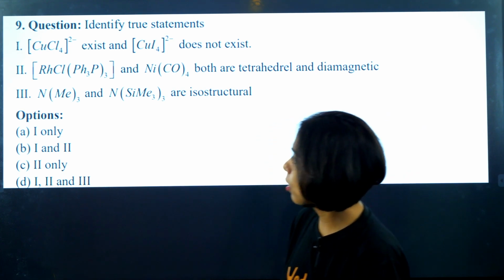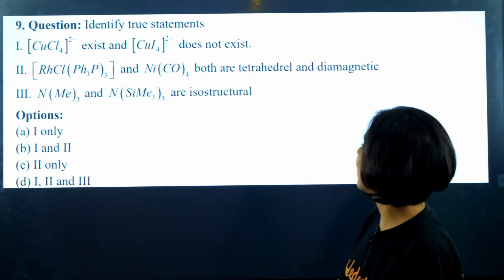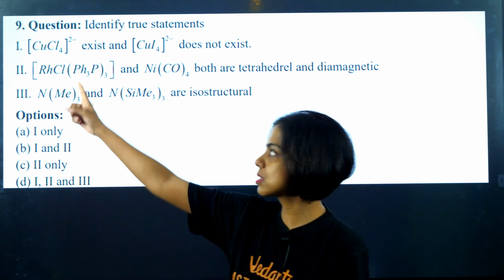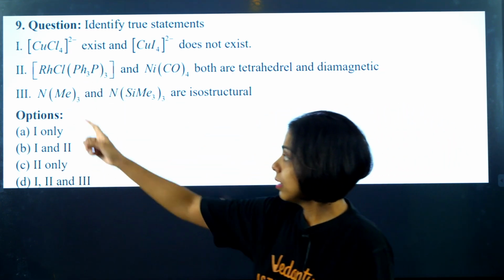Next, the rhodium complex and then the nickel complex. Both are tetrahedral and diamagnetic. No, of course not. This is a square planar complex, guys. So that is also a false statement.